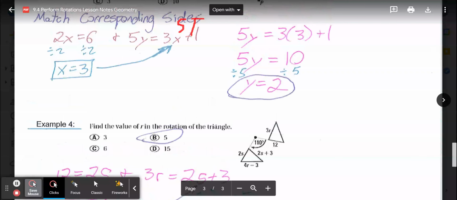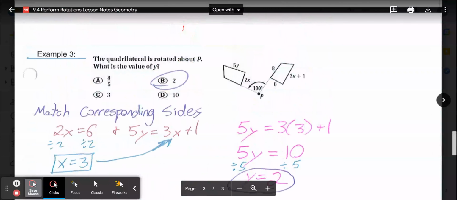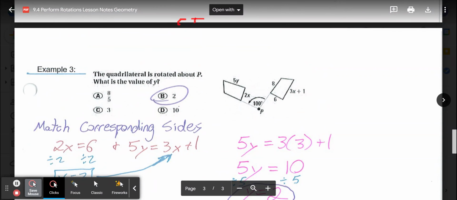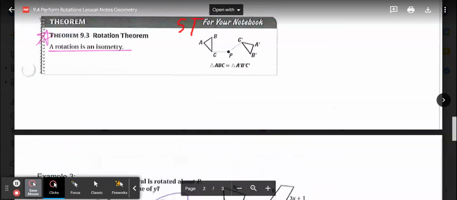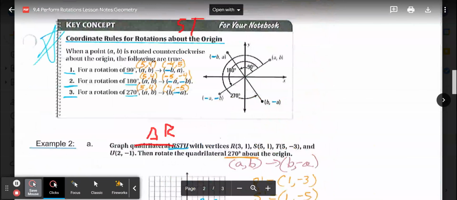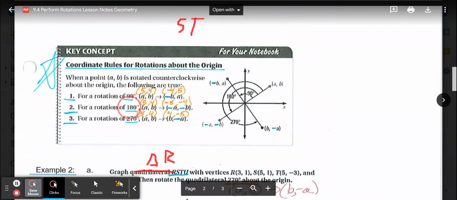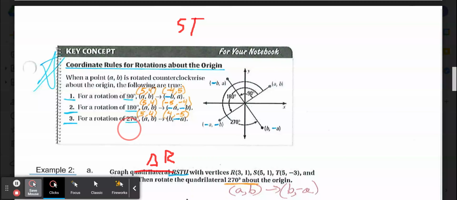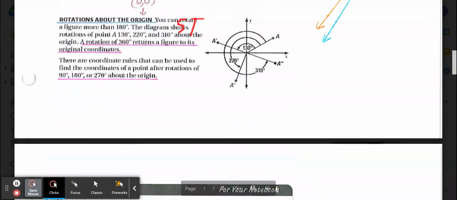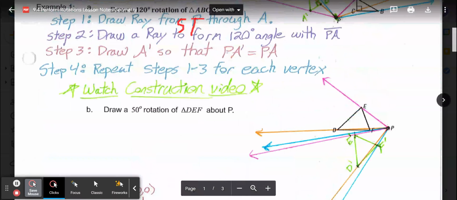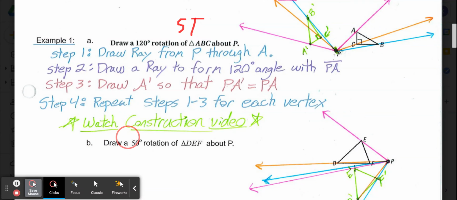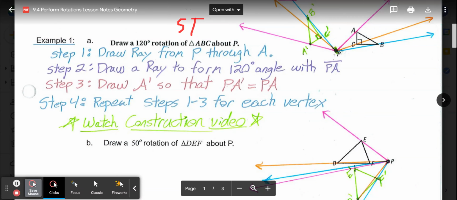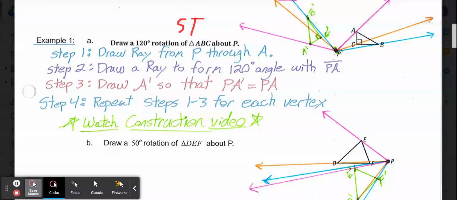So the key to this lesson would be realizing that when we rotate figures, they remain congruent, meaning it's an isometry. We have 3 special rules here for our rotations of 90, 180, and 270. And then make sure you watch the construction videos on how to do ones like example A and B here for part 1, when we're not dealing with the coordinate plane and rotating about the origin.